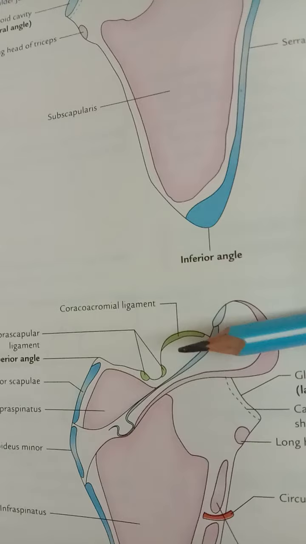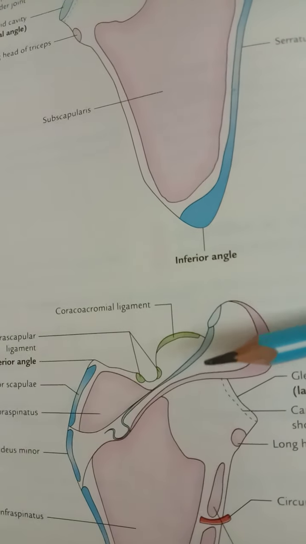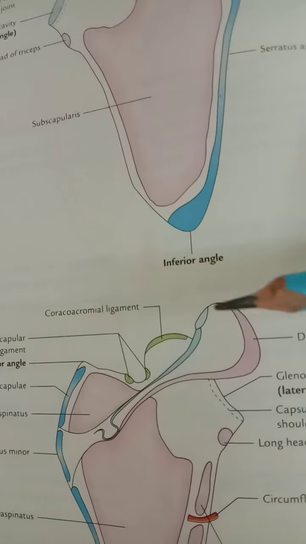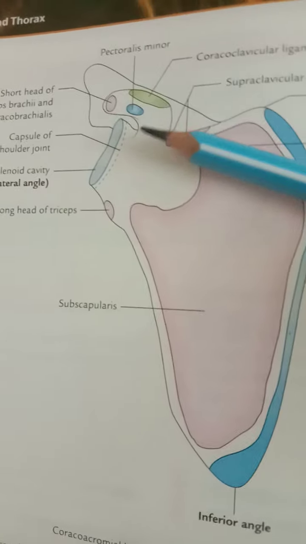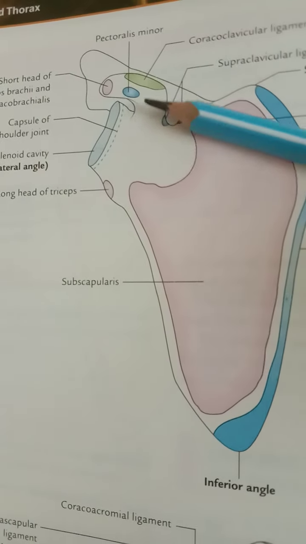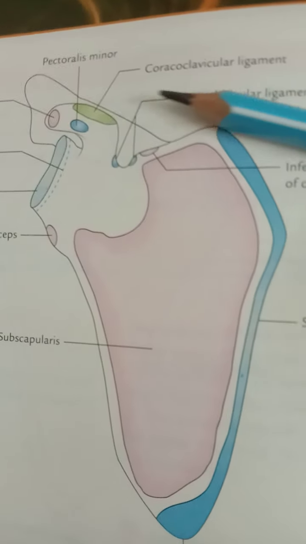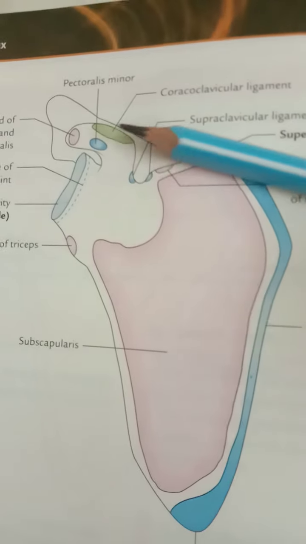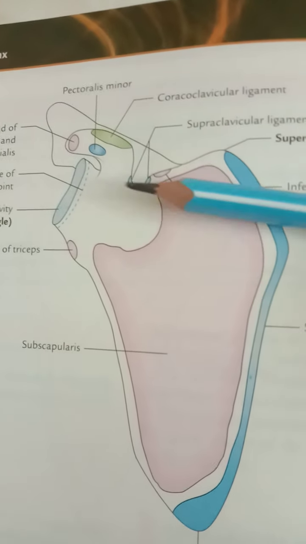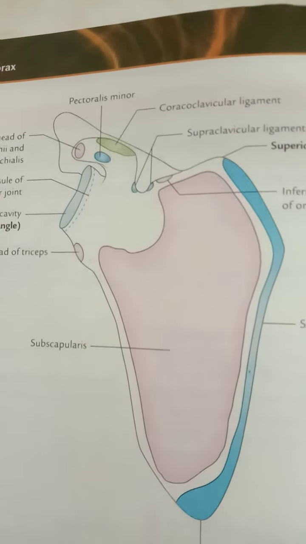That should be attached to the lateral border of the coracoid process and the medial side of the acromion process. So this one. Then the coracohumeral ligament is attached to the root of the coracoid process. So here. Then the coracoclavicular ligament, so this one, is attached to the coracoid process and the trapezoid and conoid parts of the clavicle.